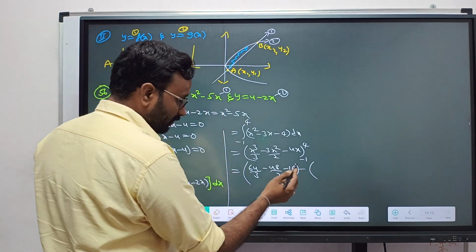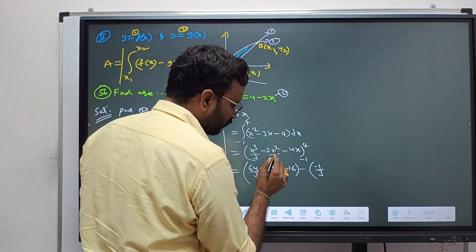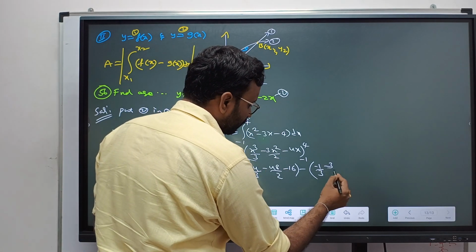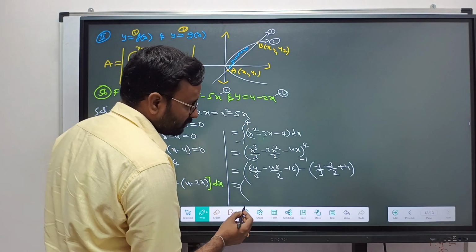Minus the lower limit. Minus 1 cube is minus 1 by 3. Minus 1 whole square, 1 times 3, minus 3 by 2. This is minus into minus, plus 4. So if you simplify, you will get one answer. That is the final answer.